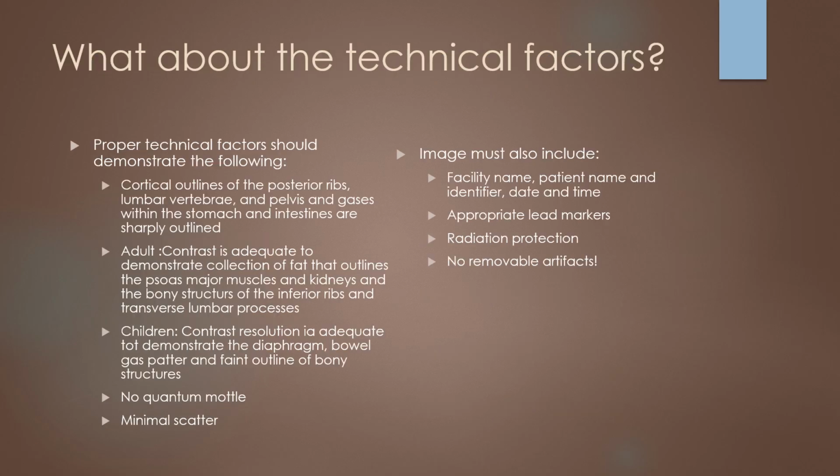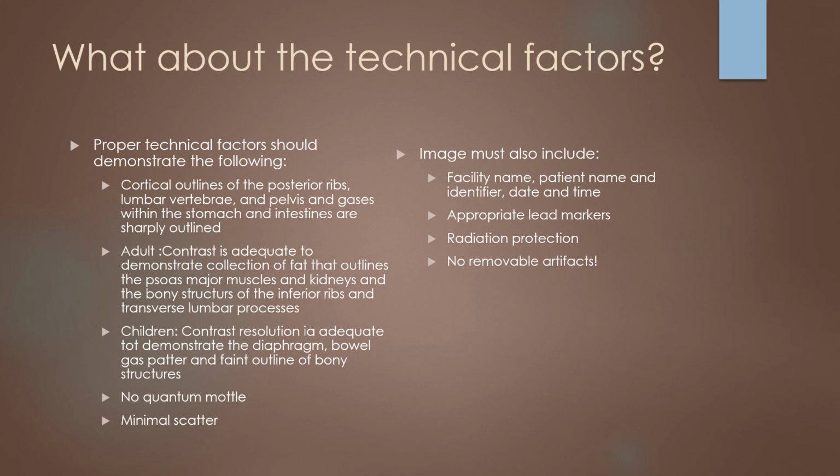Okay, now one more consideration before we really get into evaluating this is the technical factors. We already talked about how we really want to see that difference in gas pattern. We want to see those soft tissue differences from fat, and those are going to be very important. We also want to make sure that we have good penetration. The way we're going to find if we have good penetration is that we're going to be looking for cortical outlines of the posterior ribs, lumbar vertebra, pelvis, and then gases within the stomach and intestines.